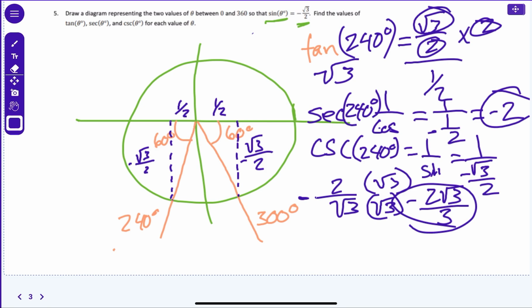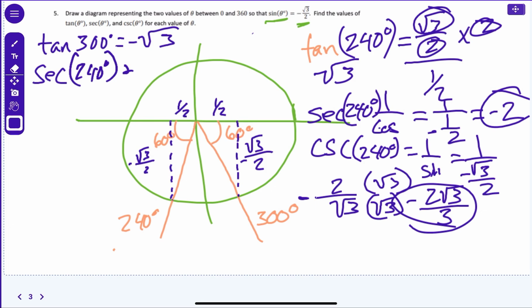Now you do the same thing for 300, right? The only difference is going to be your signs. You're still going to have a tangent of, was it 300? You're still going to have the same numbers. The only thing is it's going to change the sign because you're in a different quadrant here. So it's going to be a negative square root of 3. And your secant, if you don't trust me on that, work these out. And see. For 240 it was negative 2, so this one's going to be a positive 2.